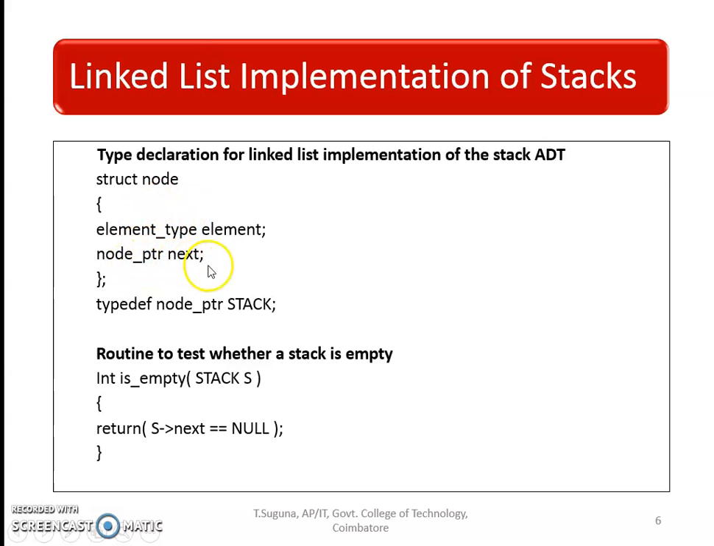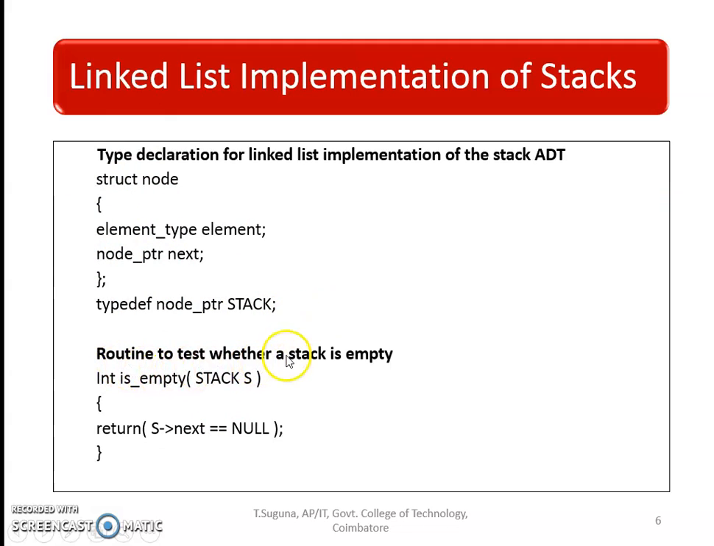Then NodePtr next. Here NodePtr is the pointer to a structure node. Next is the address used to hold the next node address. Then here we are type defining the struct node as a Stack. So hereafter we are referring to the structure as a Stack.